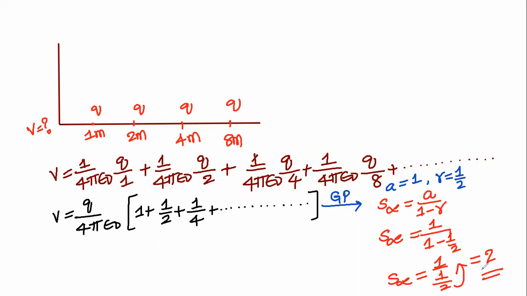Then we will get that the resultant electric potential at the horizon, V, is equal to 2Q divided by 4 pi epsilon naught. This is the electric potential at the point. Then we get a neutral point, which is called the zero potential point.